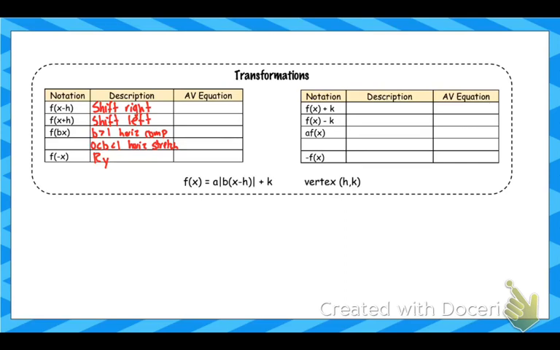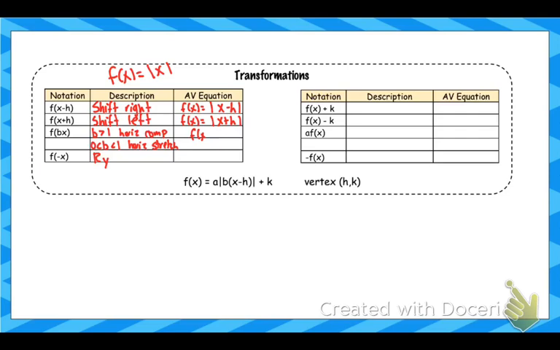So what I'm going to do now is write what this actually looks like when we apply it to the absolute value parent function. So if we take f of x equals the absolute value of x, and we apply f of x minus h, that means I replace x with x minus h. So what that looks like in the absolute value function is the absolute value of x minus h, inside the absolute value bars. Same thing with plus h.